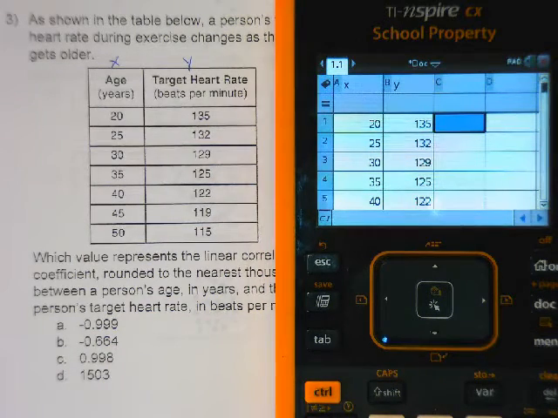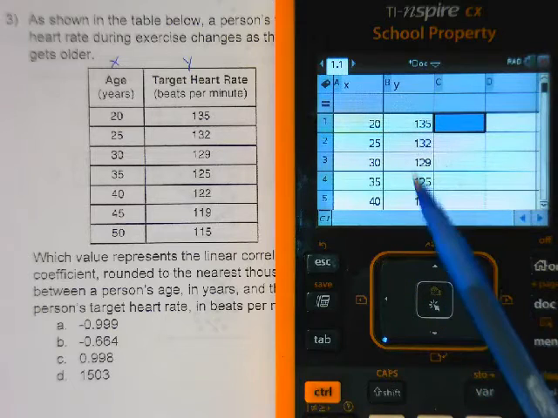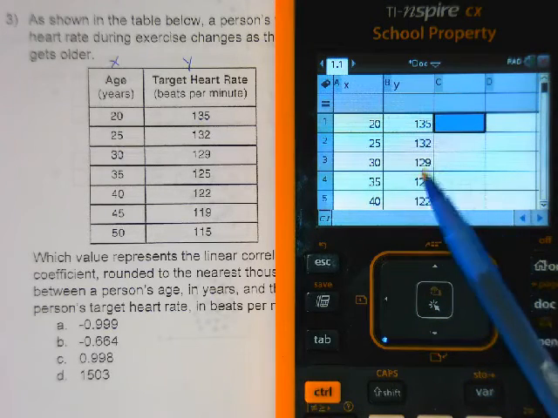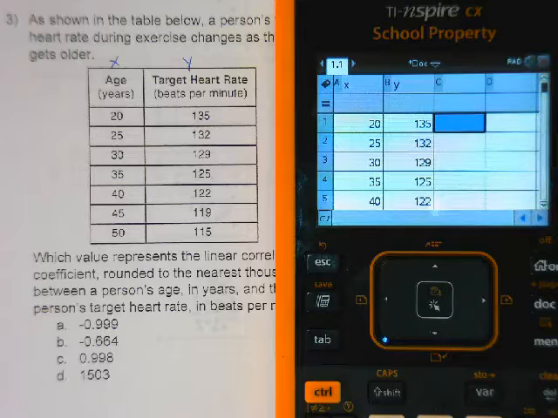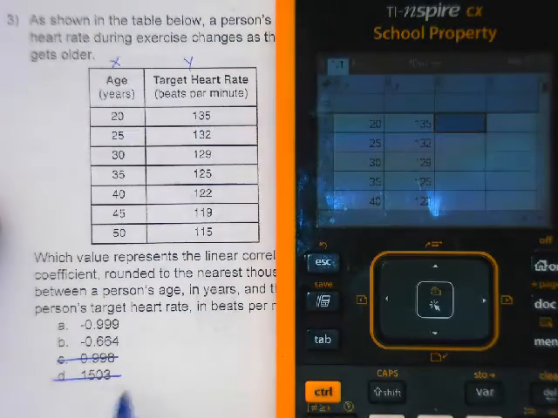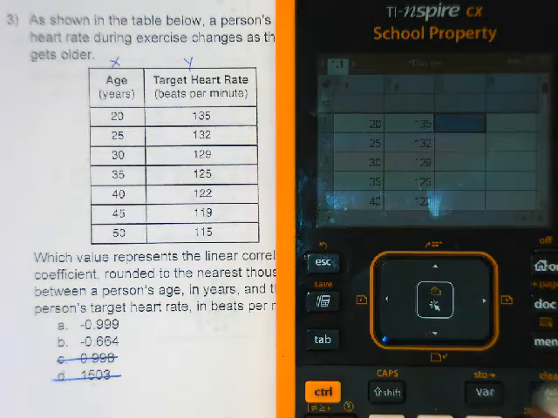All right, so when you're done, guys, what do you notice about the heart rate as the age goes up? What happens to the heart rate? It goes down. So do you think this is going to be a positive or a negative relationship? It is going to be a negative. Can we eliminate any answers then? C and D. And D doesn't even make sense because that's not between -1 and +1.